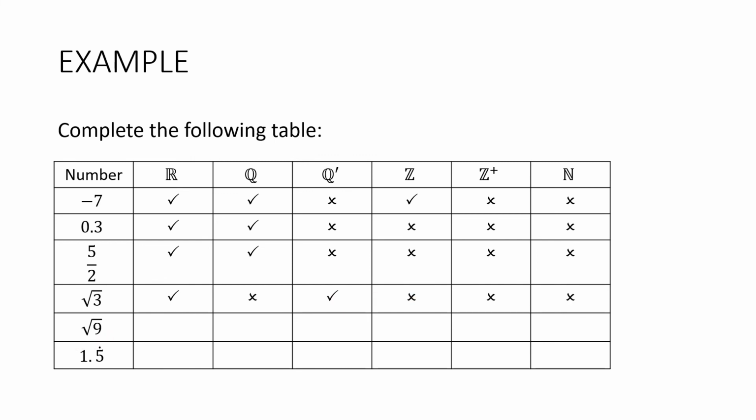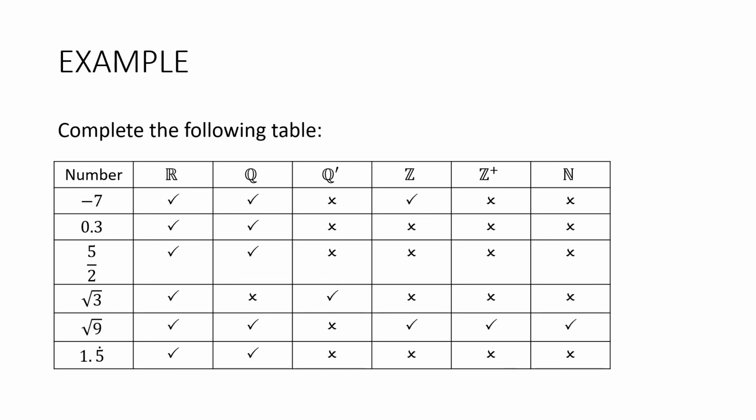Square root of 9, trick question. That's 3, isn't it? So it's real and rational. It's not irrational. It is an integer. It is a positive integer. And it is a natural number because it's 3. And then finally we have a recurring decimal. It's real. It's rational. It's not irrational. It's not an integer. Make sense?